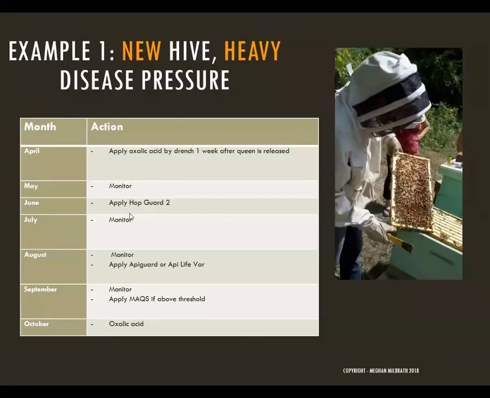In May, we monitor, and in June, we put in our HopGuard 2. That's because we're assuming, like I talked about in the Varroa dynamics video, that there are mites coming in throughout the whole season. The HopGuard 2 is our option that we can use with honey supers on, and that's a little less. Then in July, we're monitoring. In August, we're monitoring, and we're going to apply Apiguard, Apilife Var, or Apivar after our honey's off. In September, we continue to monitor, and let's say we are still really high, then we've got the Mite Away Quick Strips. And then in October, we can use oxalic acid.